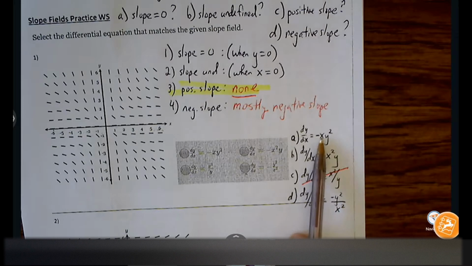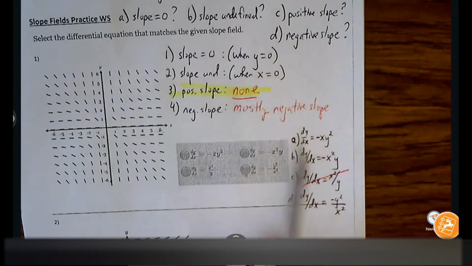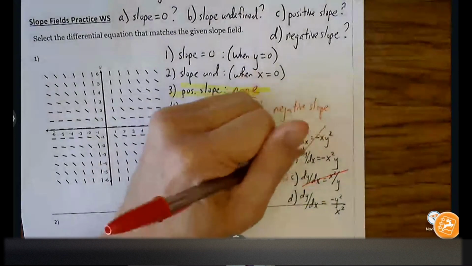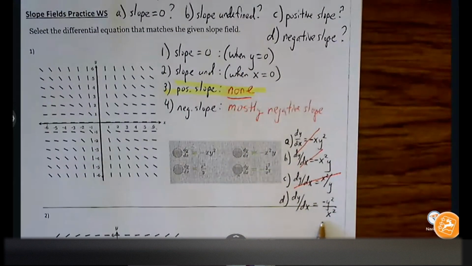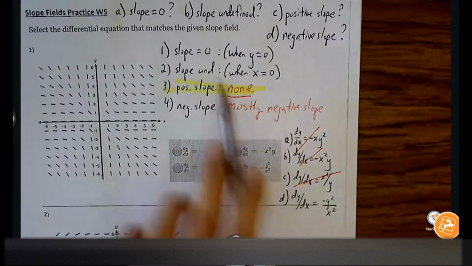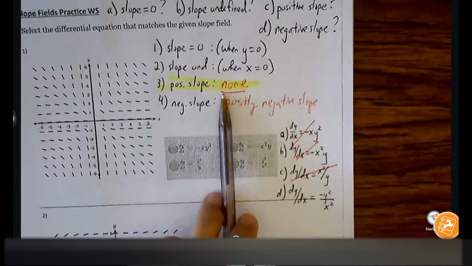Yeah, because if I replace x with 0, I'm not getting undefined, I'm getting 0. So undefined is only going to come where there's a denominator. There's no denominator for a and b, so looks like this one's out. Okay, last one here. So it looks like we're able to eliminate choices just by looking at the first two. We didn't have to get through the positive slope.